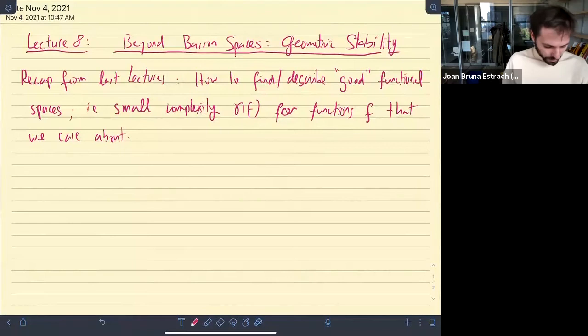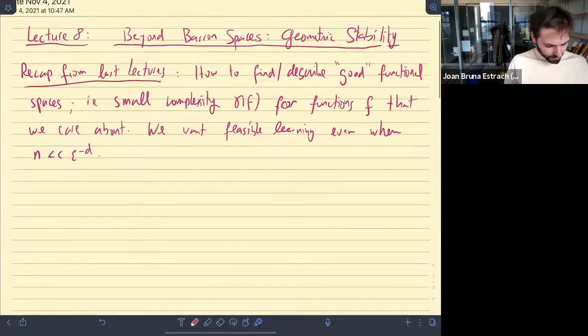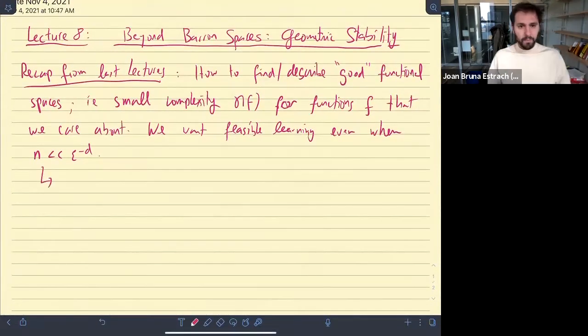In other words, we want feasible learning. We're going to identify these functions even when the number of samples, n, is much smaller than, let's say, epsilon to the minus t.